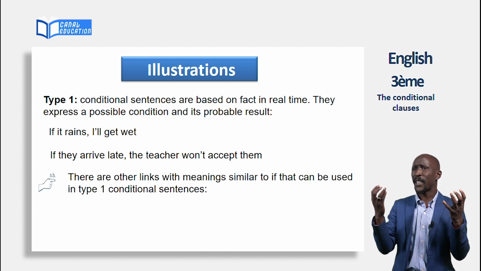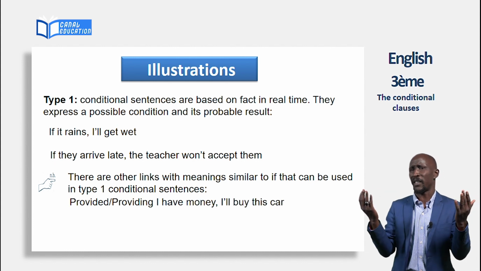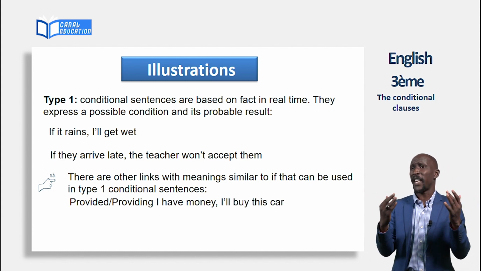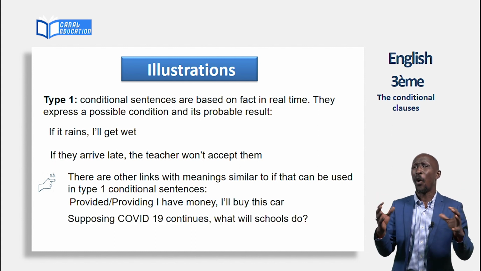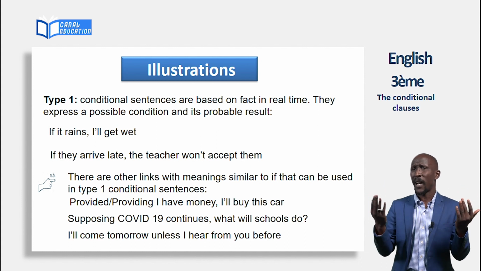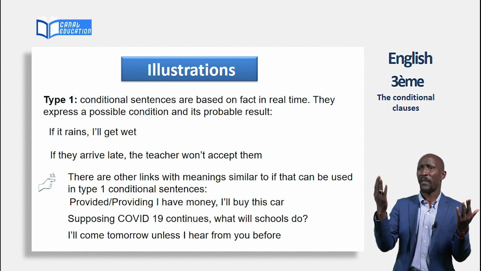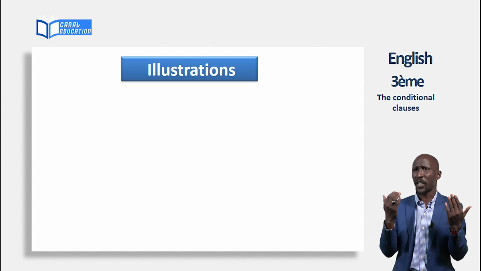There are other links with meanings similar to it that can be used in type 1 conditional sentences. I insisted previously, saying that provided, providing, unless, supposing, all those things can be used in the first conditional. I'm going to give you some other examples. Providing I have money. Let me come back to the examples, the illustrations.